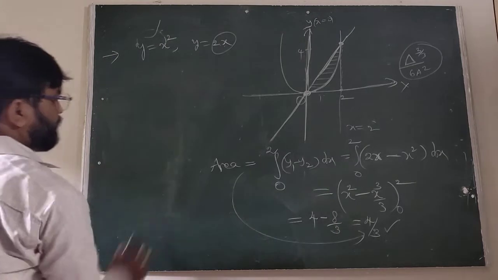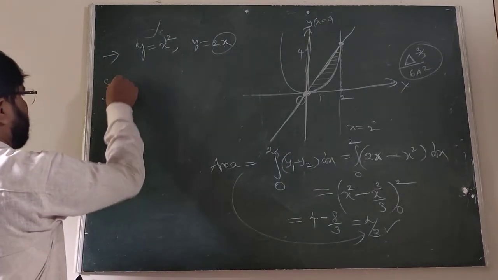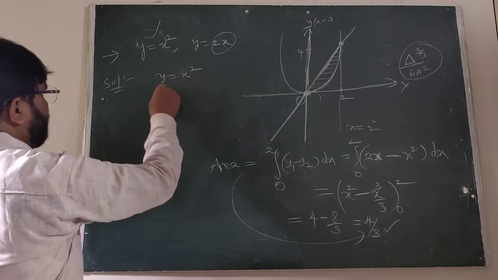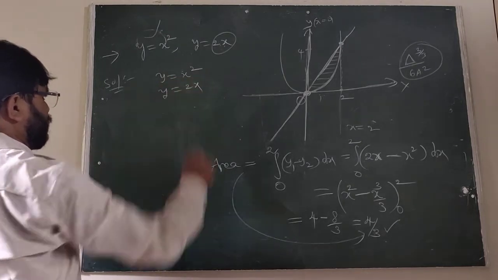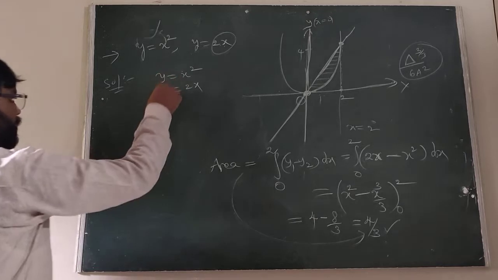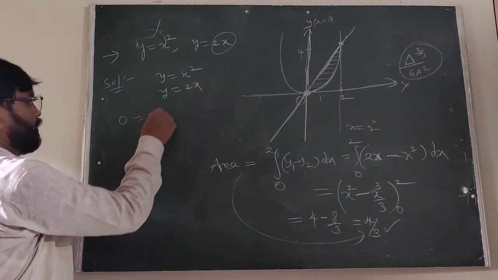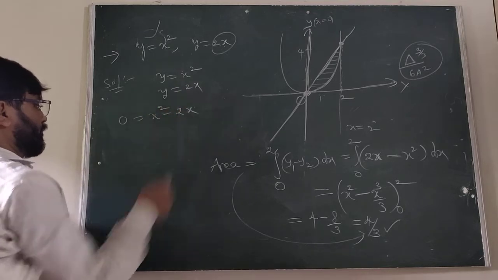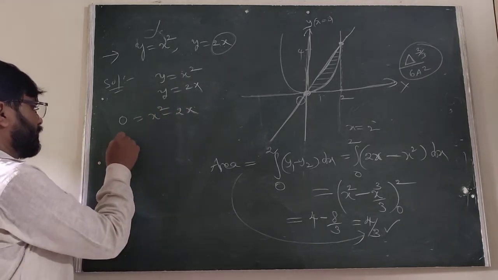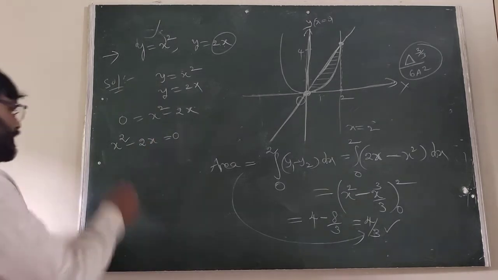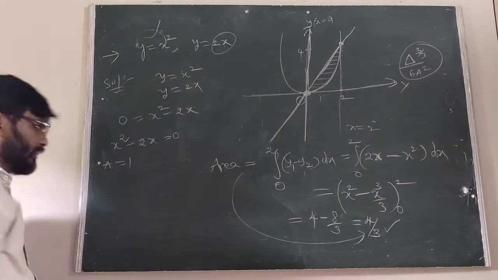All of you students, please concentrate here. The y equal to x square is given, and y equal to 2x. Therefore, subtract this. y minus y is 0, x square minus 2x. Therefore, we got x square minus 2x equal to 0. A here is 1.